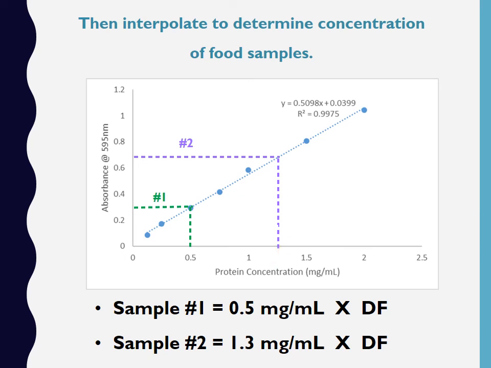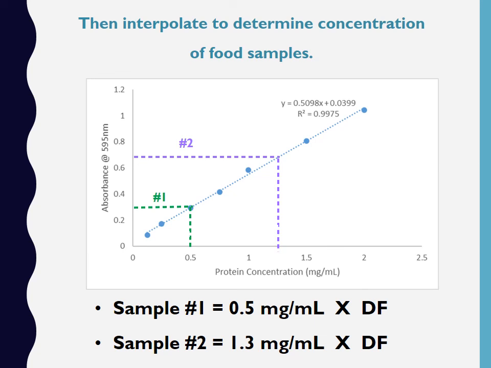Now, that is not necessarily the actual concentration of your protein in your food sample. Chances are, depending on what food you picked, your sample was diluted. You have to account for that dilution factor when calculating the concentration of your protein. To do that, you merely take whatever value you read off of the x-axis. So for sample 1, I said it was approximately 0.5 micrograms per mil. To find the actual concentration in your sample, you need to multiply by your dilution factor.